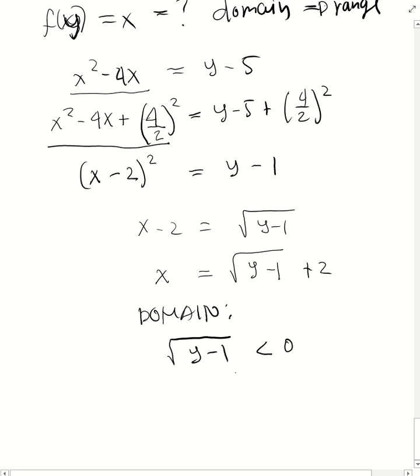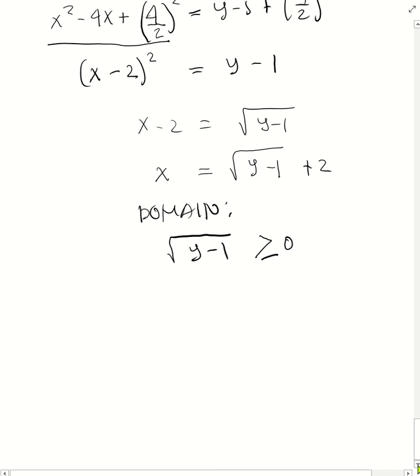Otherwise, if it's less than 0, then that is a restriction of the domain. Or it's the other way around. It cannot be less than 0, so it should be greater than or equal to 0. 0 can be included because the square root of 0 is 0. Then to solve this one, we square both sides. Then we have y minus 1 is greater than or equal to 0, or y should be greater than or equal to 1. So this will be our range.